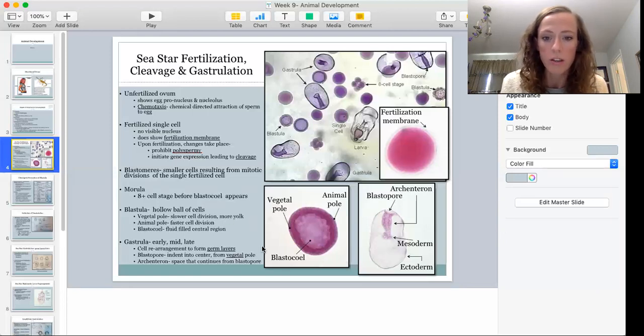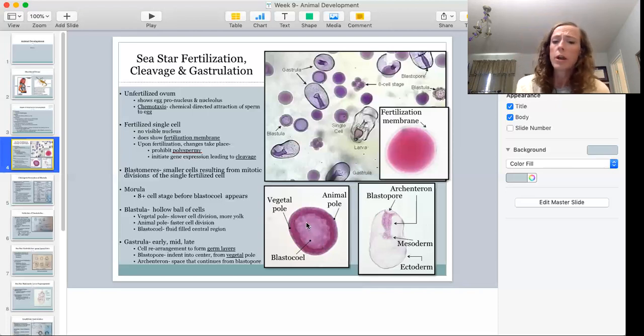Okay, so this is an enlarged picture of a blastula stage where you've got more cell division in the animal pole, less cell division in the vegetal pole. Again, this will become more apparent when we look at the next slide and look at the amphibian. Okay, the center is, as I said, filled with fluid, and that center space is called the blastocele.